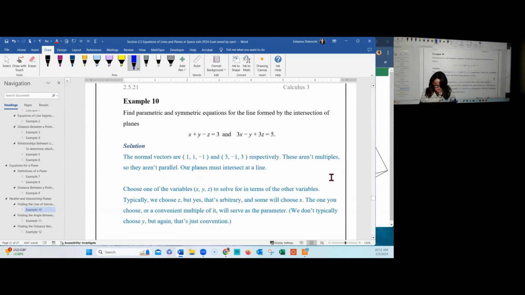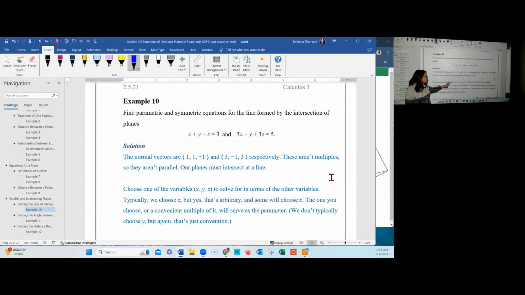So in example 10, we're going to start with two planes. We have x plus y minus z equals 3 and 3x minus y plus 3z equals 5. Now, we don't have points on the planes, but we can get their normal vectors from the coefficients of x, y, and z. So 1, 1, -1, and 3, -1, 3. The center one has a 1 for the first plane and -1 for the second, so you'd multiply by -1 to get from 1 to the second. But 1 times -1 does not give me 3, so they're definitely not parallel. Their normal vectors are not scalar multiples. Our planes must intersect at a line.